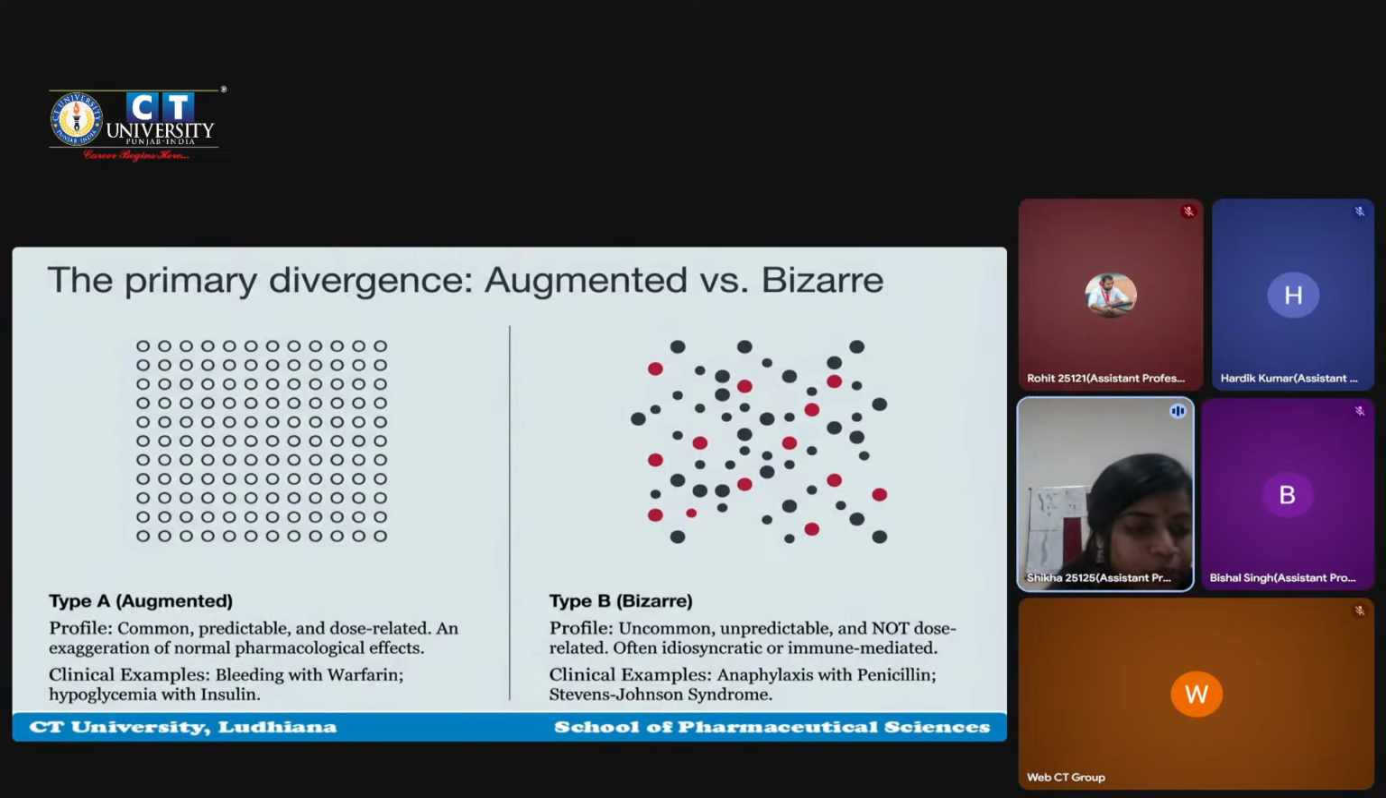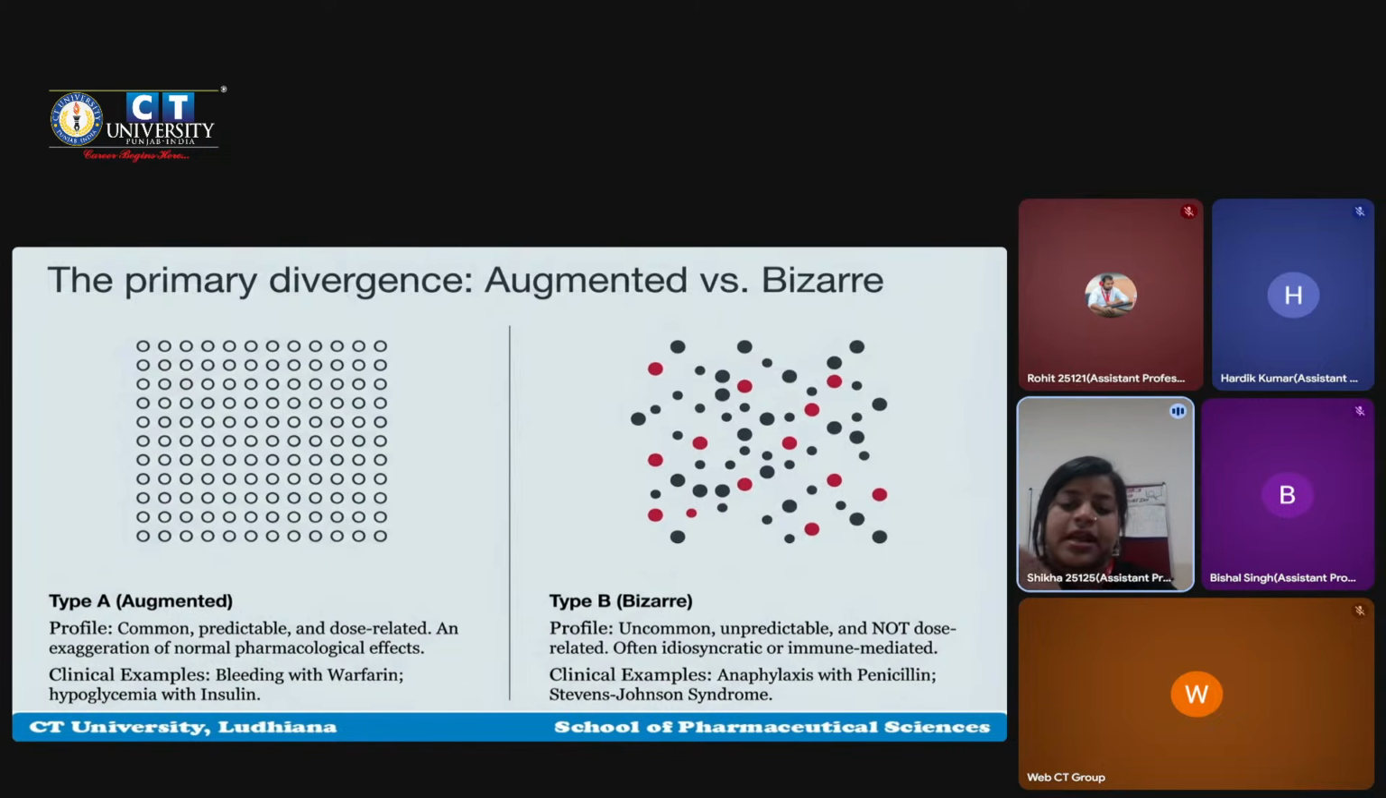Or it can be hypoglycemia with the insulin. So these are the examples of type A, that is augmented. Clinical examples are bleeding with warfarin, and second one is hypoglycemia with insulin. Means if you are using insulin, the dose is increased and it is not needed in your body, so you can get hypoglycemia, means the level of glucose will be reduced in your body. That could also be dangerous for your health.